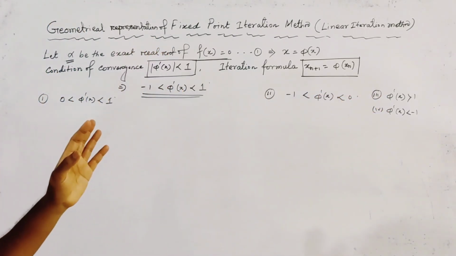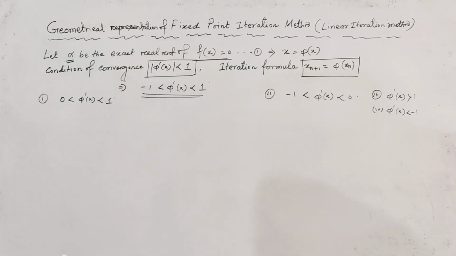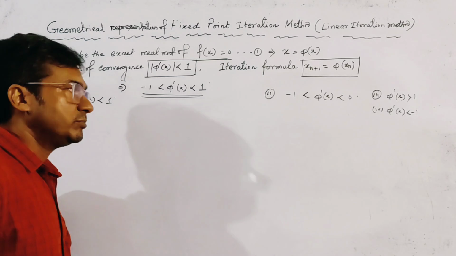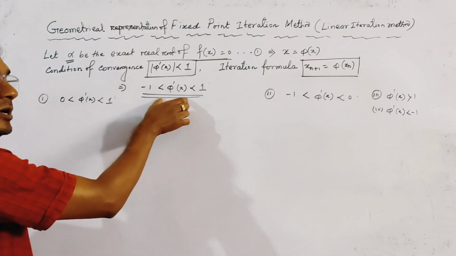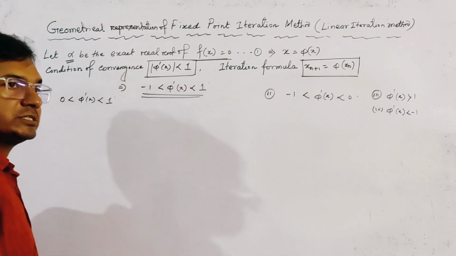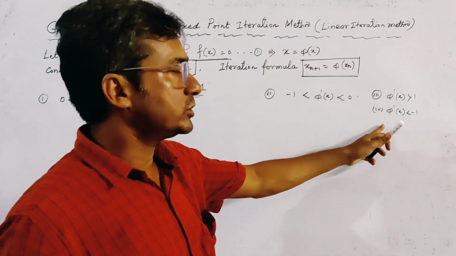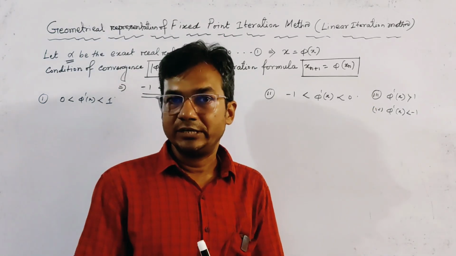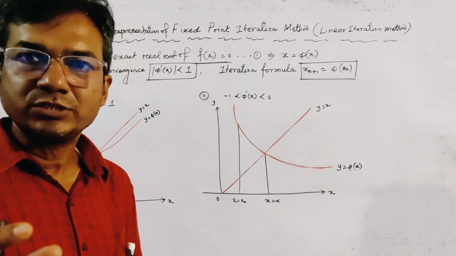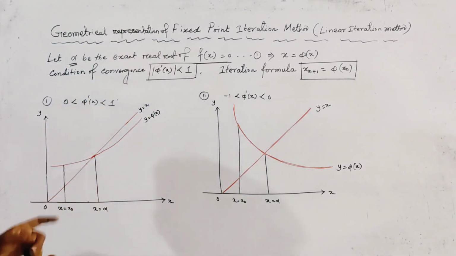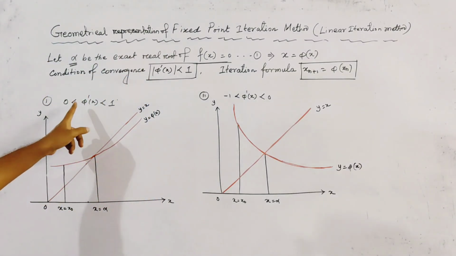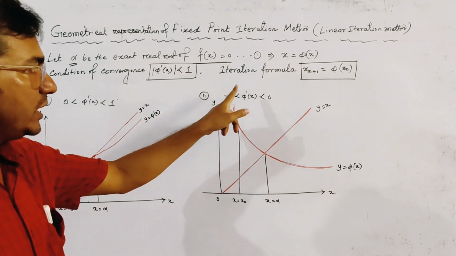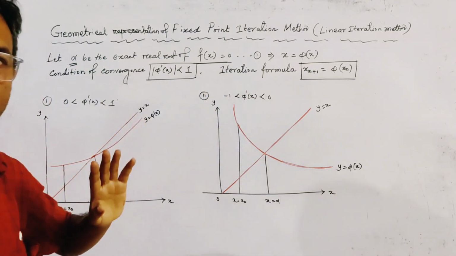Geometrically we see that in these two cases, this case and this case, the method is convergent because they satisfy the condition of convergence, that is, they are in the range of convergence. And in the third and fourth cases, the solution is not convergent. The first two cases are the two convergent cases. The first case is 0 < phi'(x) < 1, and the second case is -1 < phi'(x) < 0.